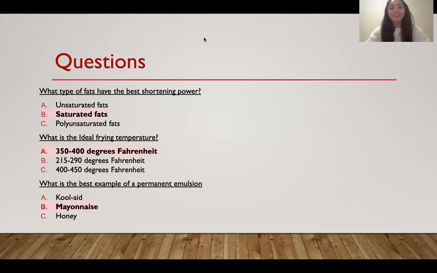Alrighty, so here are the answers. The best shortening power of fat is saturated fats. As far as the ideal frying temperature, 350 to 400 degrees Fahrenheit is prime. And the best example of a permanent emulsion is mayonnaise.